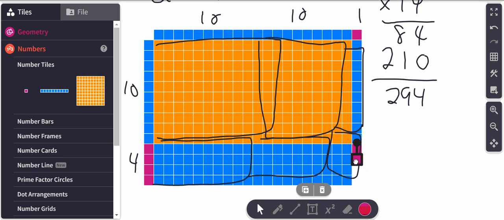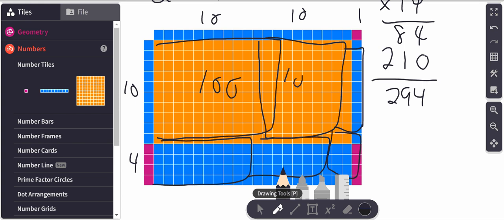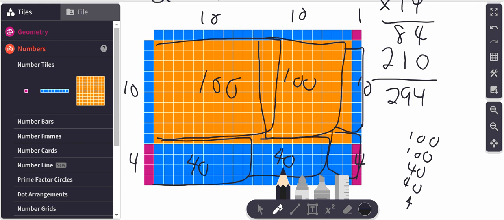So now if I wanted to think about this in an area model, I have a group of 100 here, a group of 100 here, a group of 10. 4 times 10, that's 40. 4 times 10 is 40. And then I have my 4. And so I end up with 100, 100, 40, 40, and 4. Oh, and the 10. I forgot about the 10. So I still get 294.